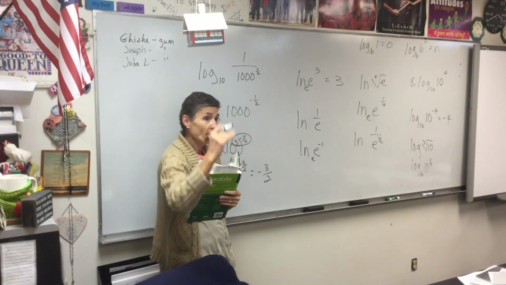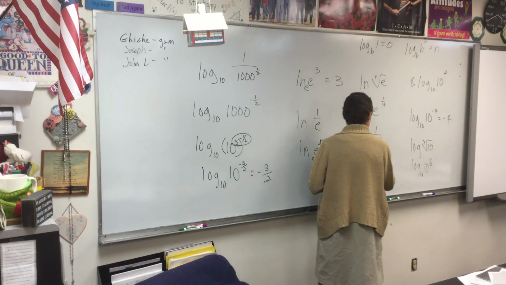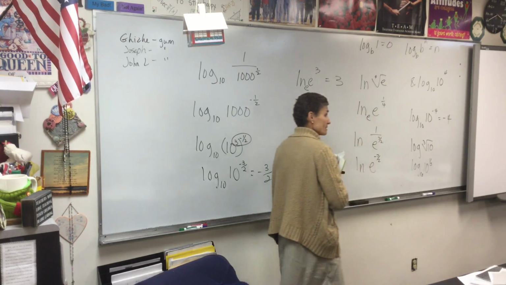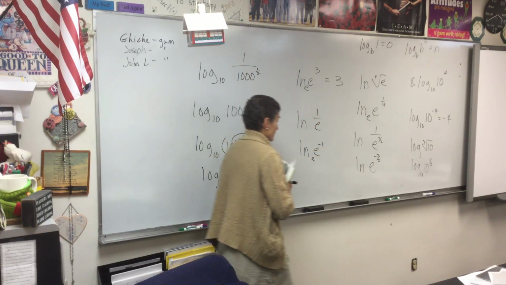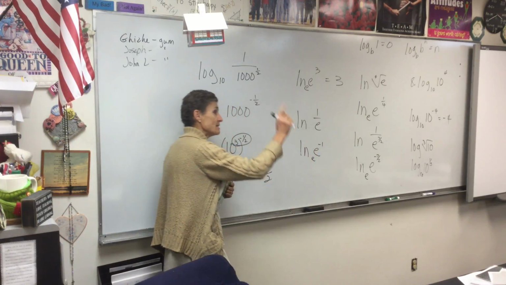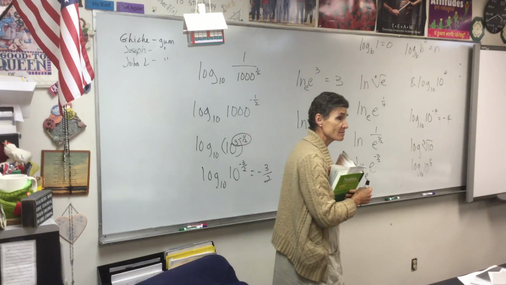Now I don't care for 1 over, so I'll rewrite the 1 over as e to the negative 7/2. Now remember, ln is base e, so you have log base e of e to the negative 7/2. The answer is negative 7/2.